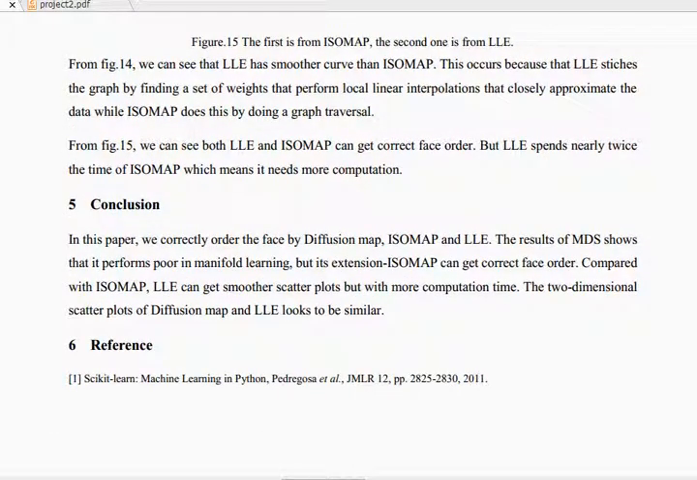So in this paper, we correctly ordered the faces by diffusion map, ISO map, and LLE. The results of MDS show that it performs poorly in manifold learning, but its extension ISO map can get correct face order. Compared with ISO map, LLE can get smoother scatter plots, but with more computational time. The two-dimensional scatter plots of diffusion map and LLE look to be similar.